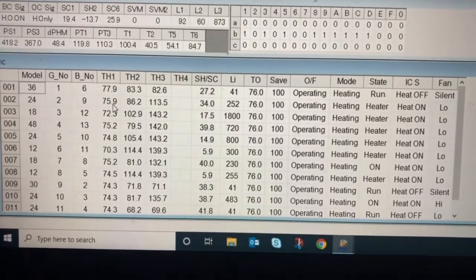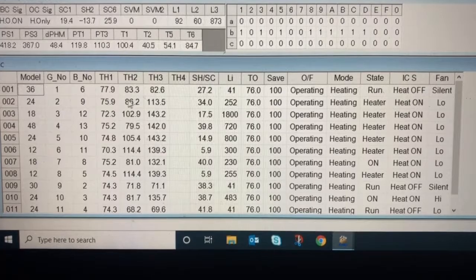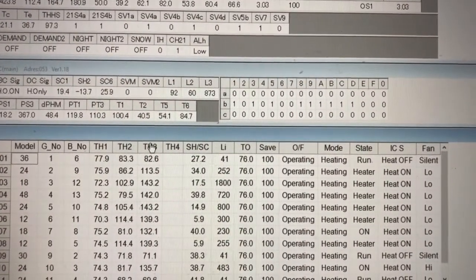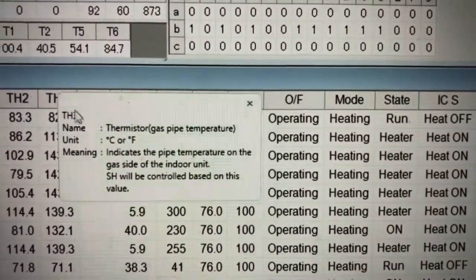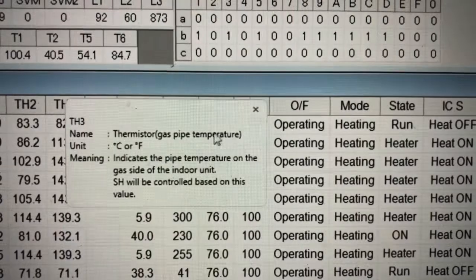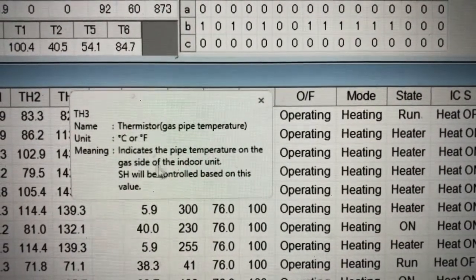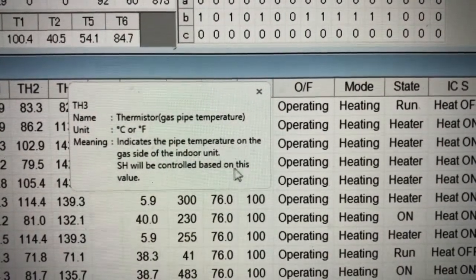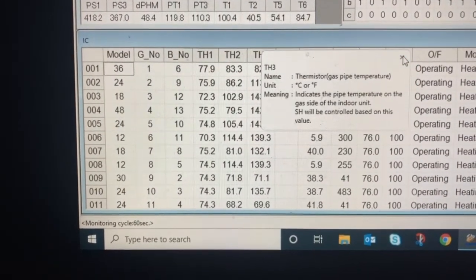Now, one very important number if you're looking at heating is TH3. Well, you say, what is TH3? Let's click on TH3, and it'll tell you. TH3 is the gas pipe temperature. It indicates the pipe temperature on the gas side of the indoor unit. Superheat will be controlled based on this value. All right, so let's close that out.